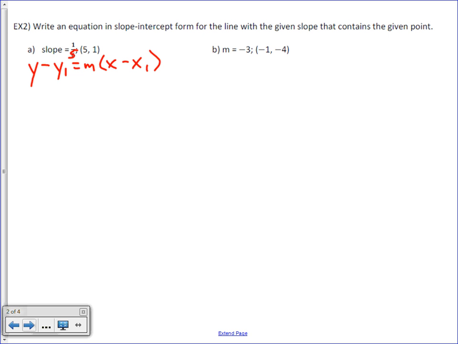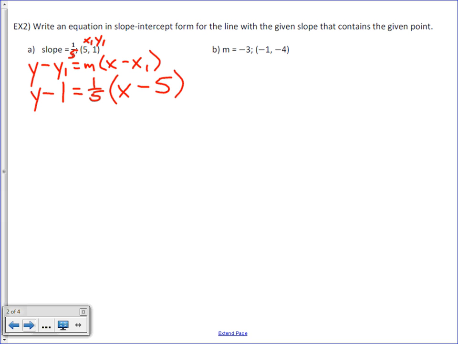Otherwise, it turns out kind of nasty with a fraction, and I don't want to start off with that type of problem. Now, remember that the first number here is my x, so this is going to be x1. This is going to be y1. Okay? Now, what I need to do is plug in the numbers. So I'm going to go y minus y1 is 1 equals m is 1/5 parenthesis x minus x1 is 5.